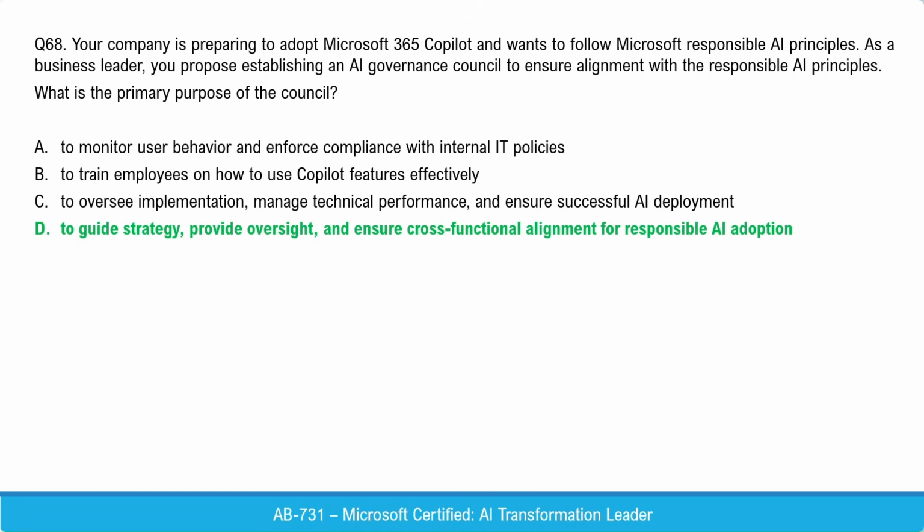It brings together leadership, business, legal, and technical teams to ensure that AI is used responsibly and aligns with organizational goals. Looking at other options, option A focuses on monitoring user behavior, which is more of an IT or security function, not governance. Option B focuses on training users, which is part of adoption programs, not governance. Option C focuses on technical implementation and performance, which is handled by engineering teams. So the key takeaway is that the governance is about strategy, oversight, and alignment across the organization. That's why the correct answer is option D.